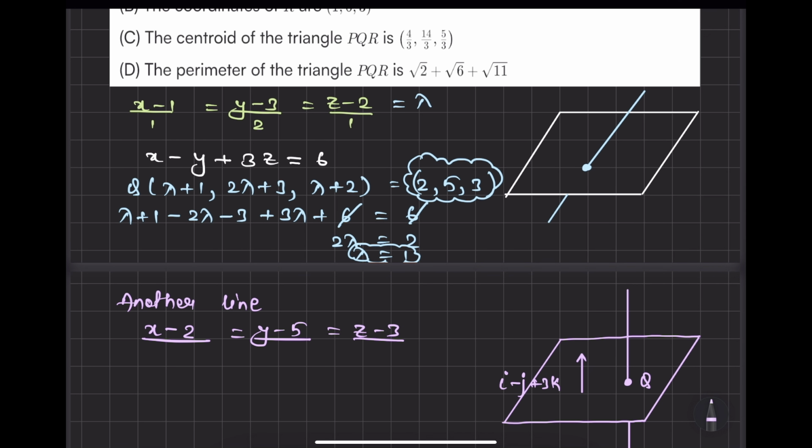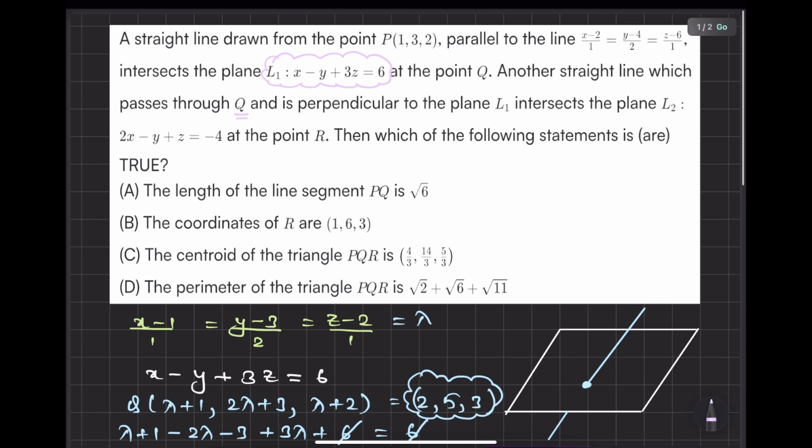Now, to write down the equation of a straight line, we need a point. We have it, Q, and we need a vector along the line. So don't you think that this normal vector can be used as the vector along the line because it is parallel? So we will use the same thing. So it is 1, minus 1 and 3. Okay, done.